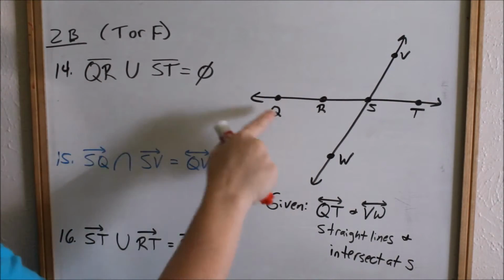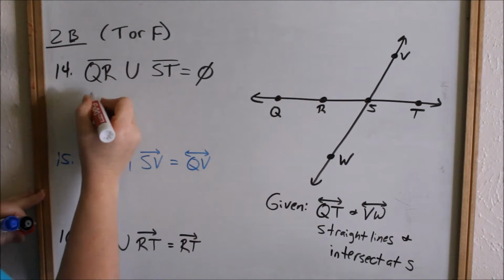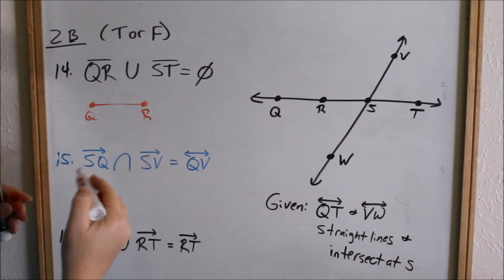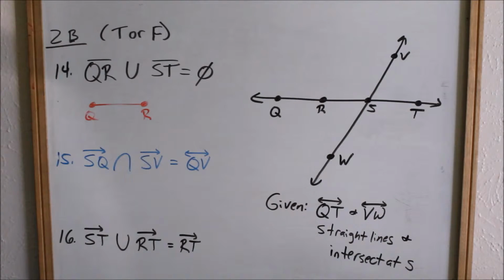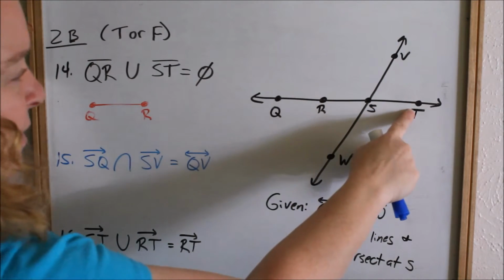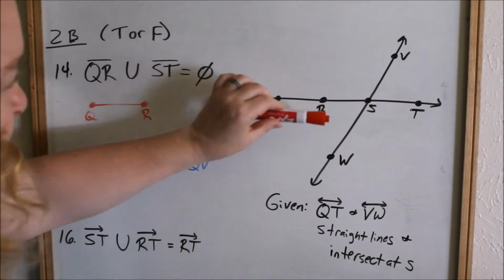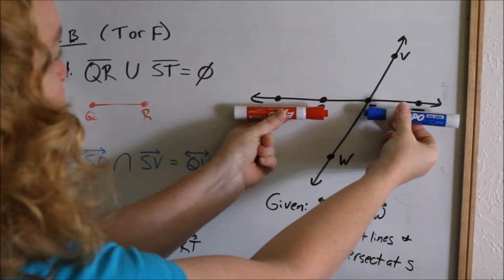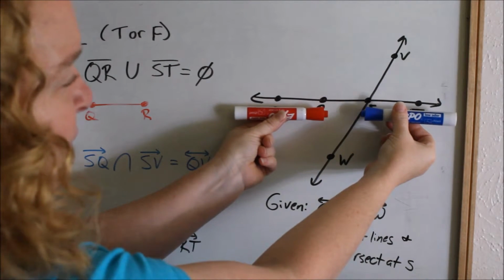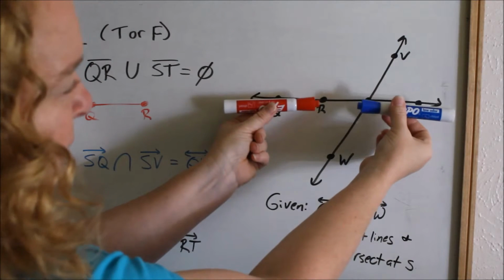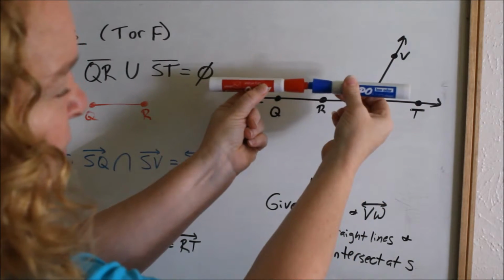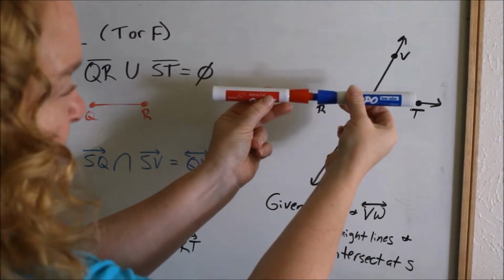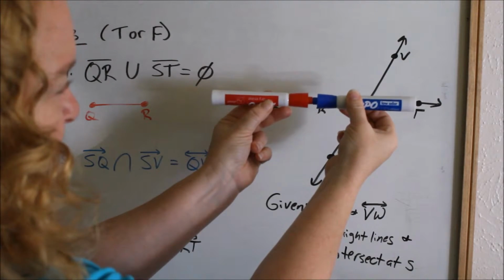Okay, we're looking at line segment QR. Here's line segment QR. So I'm going to redraw line segment QR. And then I'm going to use a different color pen to draw ST. Here's ST. Now let's just pretend this red dry erase marker represents QR and this blue one represents ST. I want the union of those. Can I combine those together? Yes, you can, because all you're basically doing is taking these two dry erase markers and putting them together. They're basically two line segments end to end. So you can combine them together because that's what union means, is just combine them together.